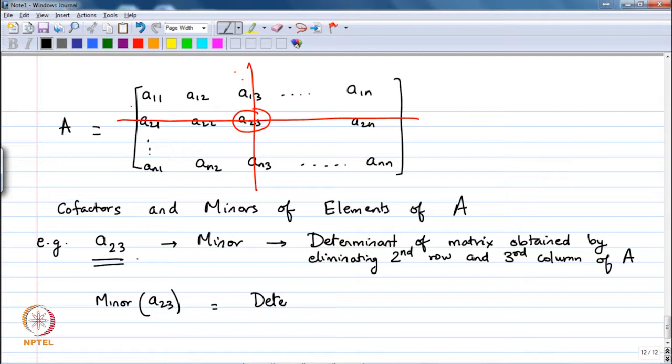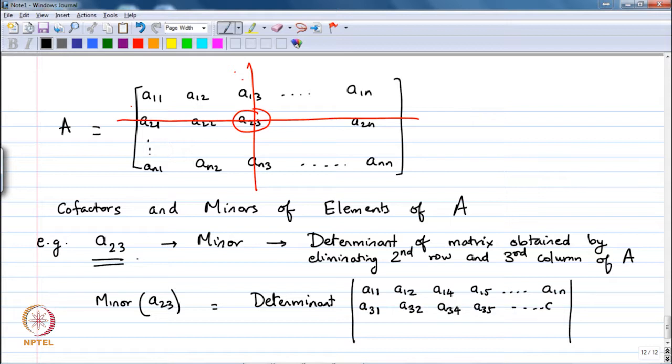What you can say is that the minor of A23 is nothing but the determinant of this matrix: A11, A12, then you eliminate the third column, so you have A14, A15 up to A1n. Then you eliminated the second row, so you have A31, A32, A34, A35 up to A3n, all the way up to An1, An2, An4, An5, Ann. So this is what is meant by the minor of A23.